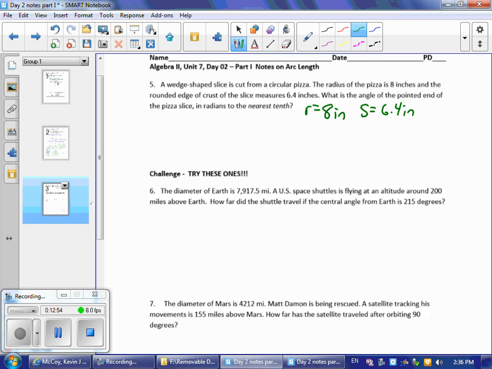What's the angle of the pointed end of the pizza slice? So you're talking about the center of the pizza there. So we are talking about basically a circle. We're looking for the angle, we're looking for theta. We want to do this in radians to the nearest tenth. So S equals R theta. S is 6.4 equals the radius, which is 8, times theta. Now you might be thinking, wait a minute, there's decimals here. I don't know how to deal with that, but you do. I'm going to divide both sides by 8. At the very least, we should know that much.